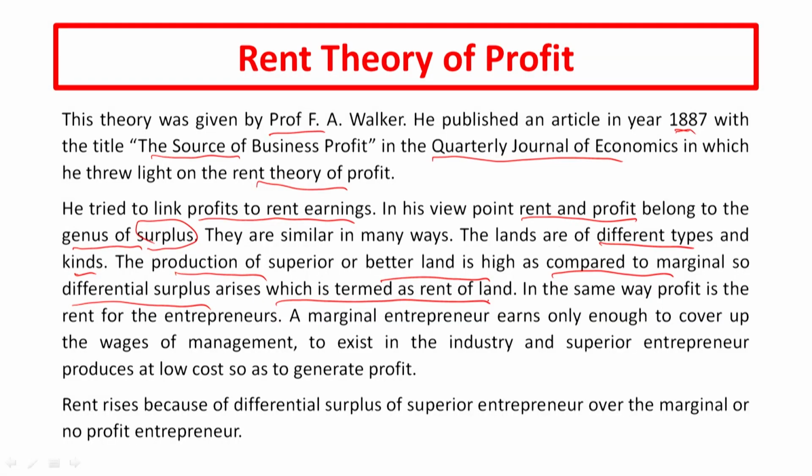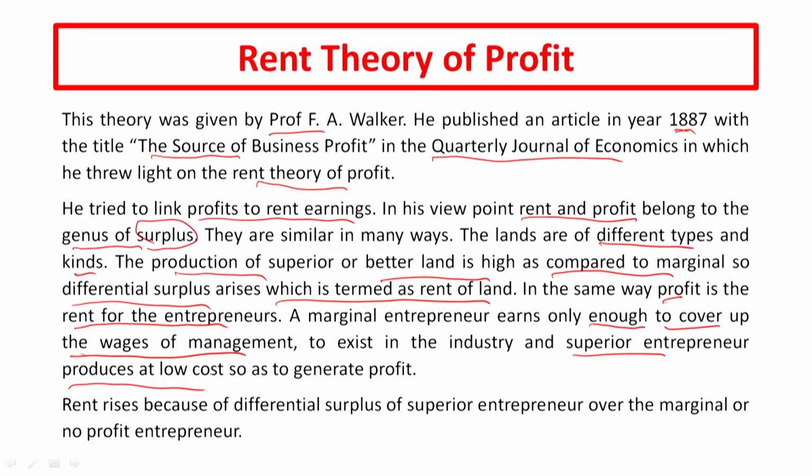In the same way, he described profit as the rent for the entrepreneurs who are dealing in the market. A marginal entrepreneur earns only enough profit, or minimum profit, to cover the wage of management, which means the marginal entrepreneur earns only that much profit that can help to sustain in the industry and not more. On the other hand, the superior entrepreneur produces at comparatively low cost so as to generate a good amount of profit, which means the entrepreneur who is superior, who is better, will be producing at low cost, and it will be helpful in generating profit.